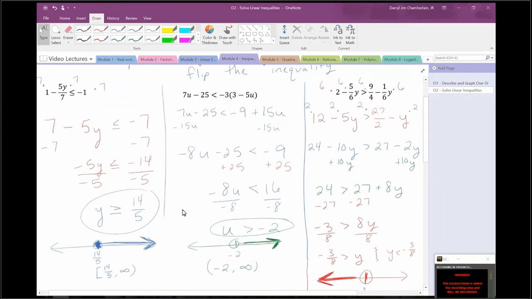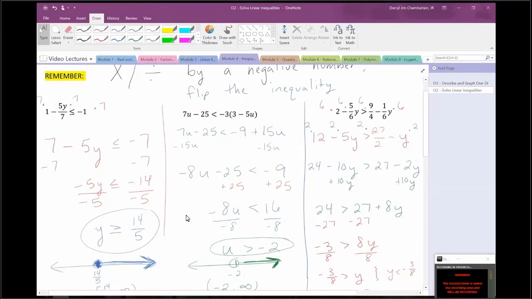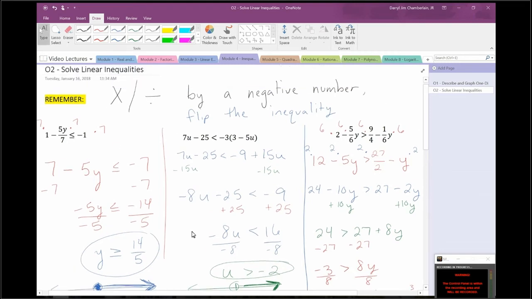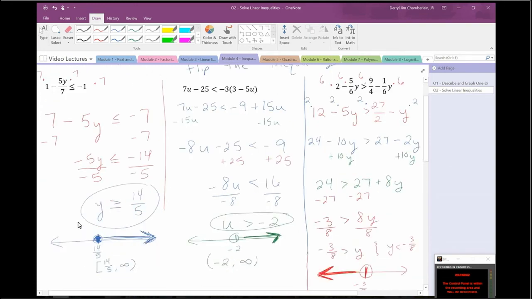So you can see with these 3 examples, solving inequalities really isn't that different than solving equalities. The only difference is if we multiply or divide by a negative, we need to flip that inequality.